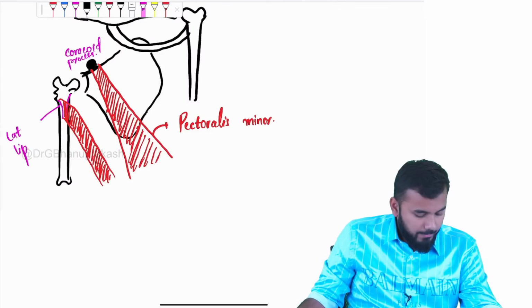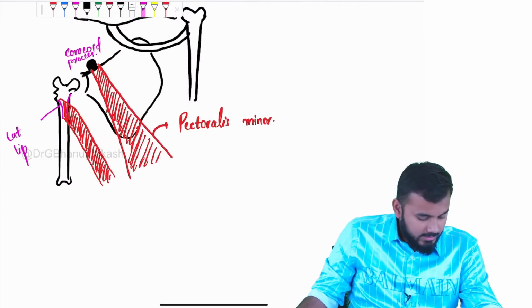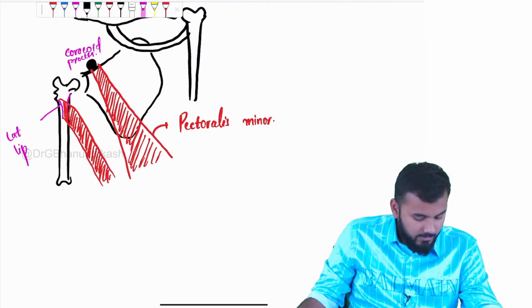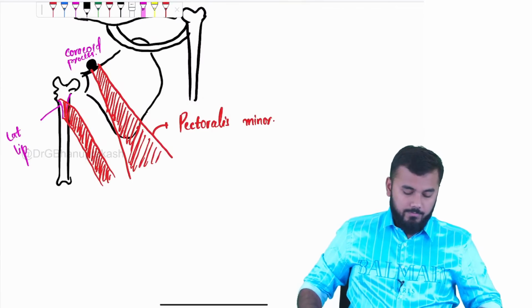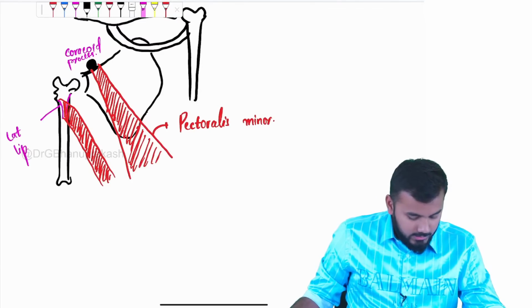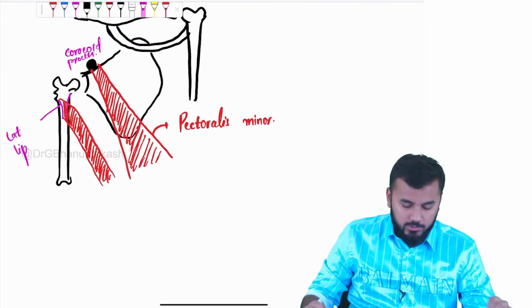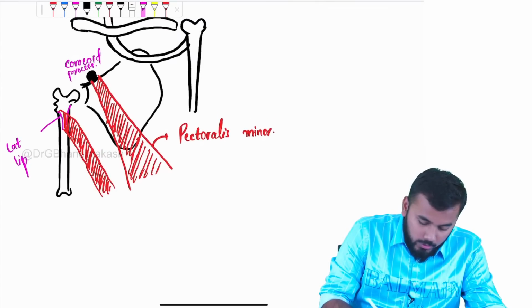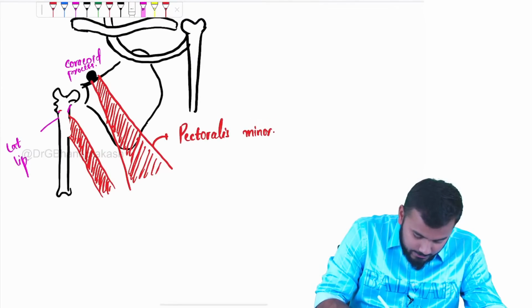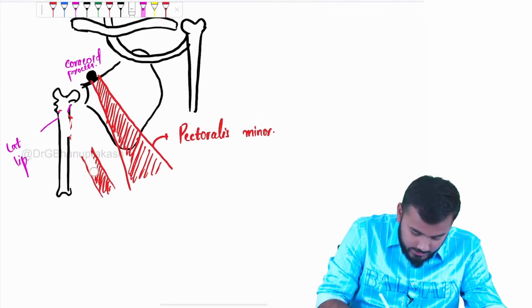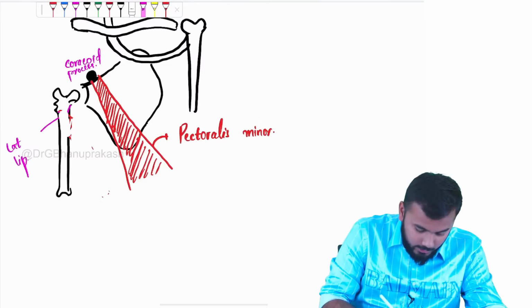Very good, very good. Pectoralis major. It is not just major. You have to tell me what it is. Pectoralis major or teres major. Okay, it is pectoralis major. Now, look here. I just made a little mistake here. What is that little mistake? I'll tell you in a minute.